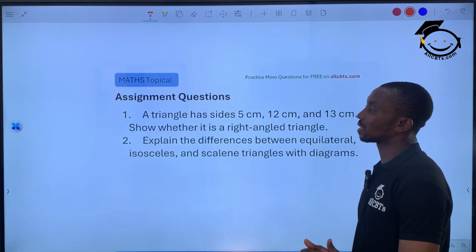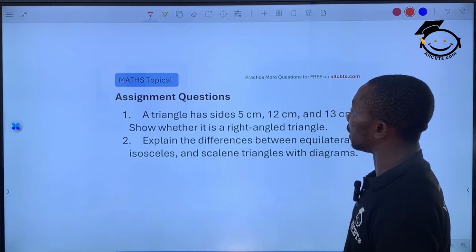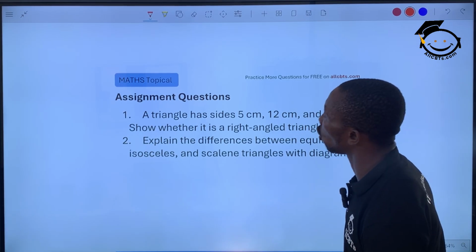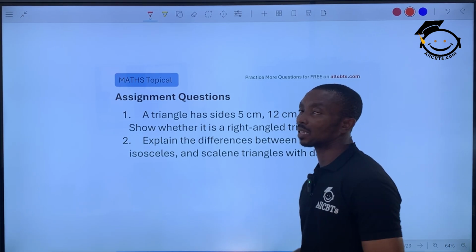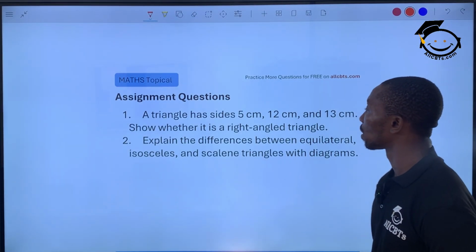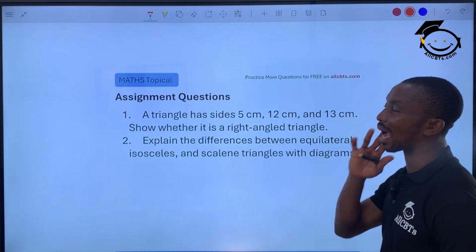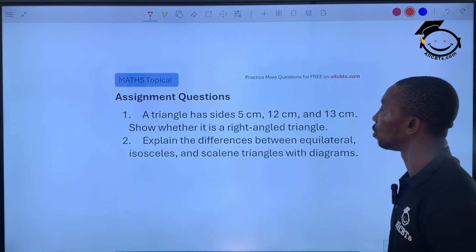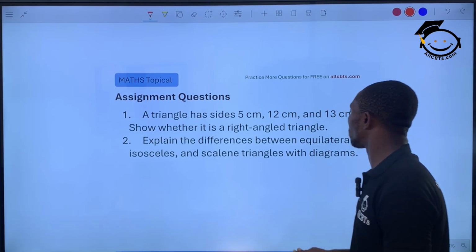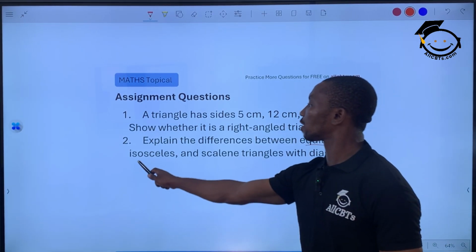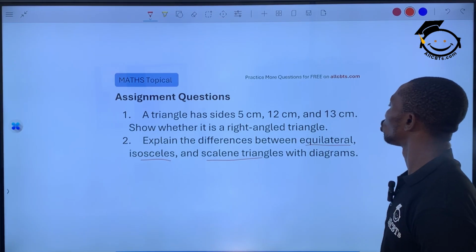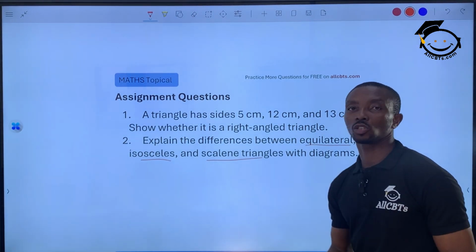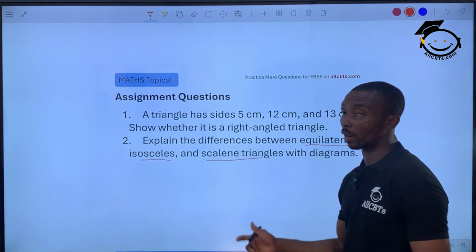All right, for your assignment: 1, a triangle has sides 5 cm, 12 cm, and 13 cm. Show whether it is a right angled triangle. You are expected to apply Pythagoras theorem here. And 2, explain the difference between equilateral, isosceles, and scalene triangles.